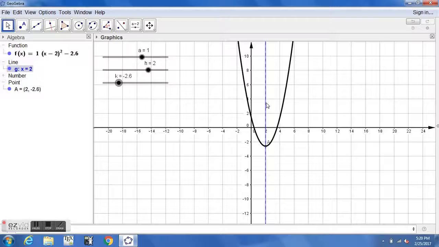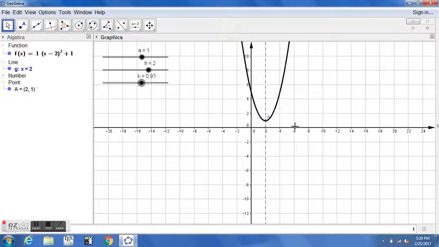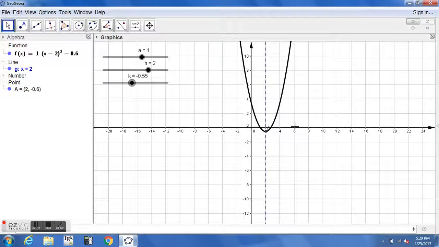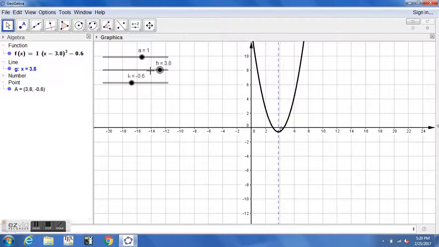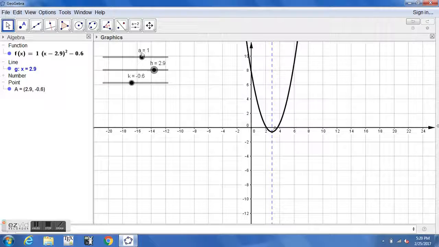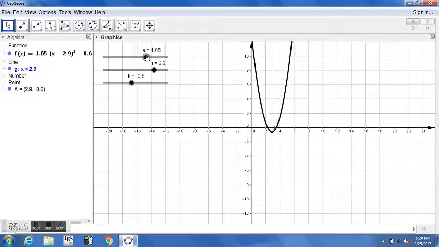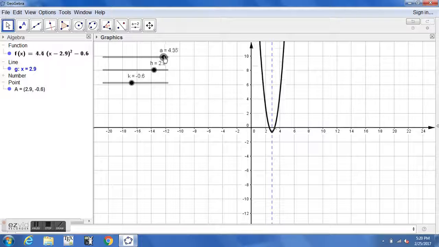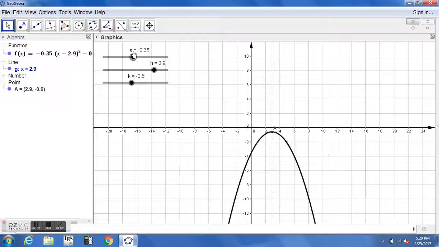Hopefully by looking at this you can see the relationship between the axis of symmetry and how things change. When I move the graph up and down, the axis of symmetry does not change. So as I move my k, it does not change. However, the axis of symmetry does change when I move my h, my x value. It moves left and right. My axis of symmetry will not change as I'm doing vertical stretching and compression, or a reflection.